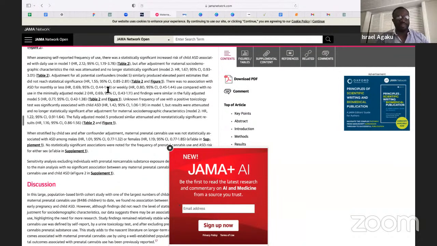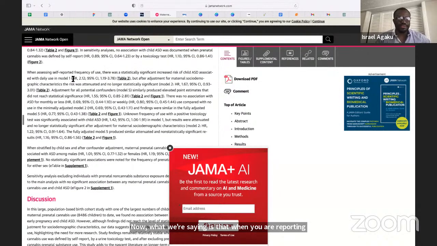So here they don't report p-values per se, they report confidence intervals, which is awesome. But what we're saying is that when you're reporting an estimate, you would just provide the p-value in association with it too. It's never okay to provide just the p-value.